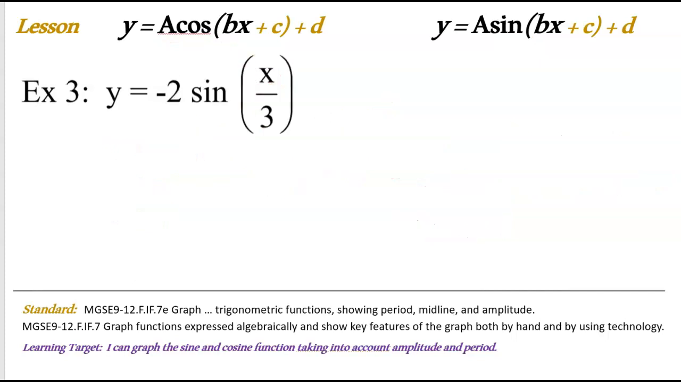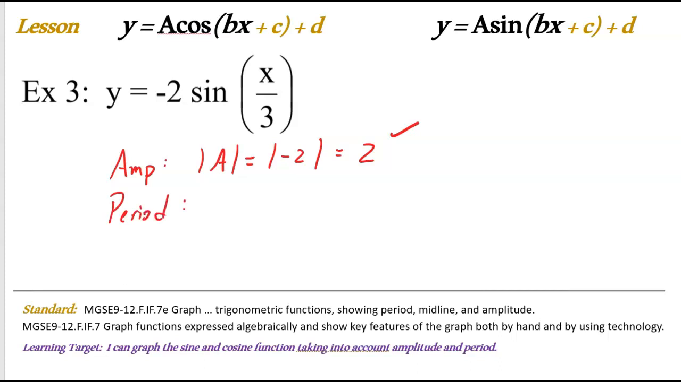All right, let's do another one. Another one where we see the relationship between b and the period. Okay, so the amplitude, absolute value of a, absolute value of -2, which means the height of the wave is 2. My period is going to be 2 pi over b, absolute value.